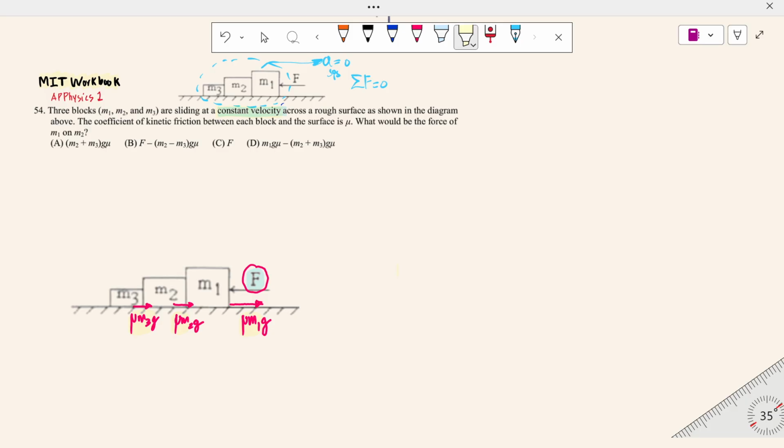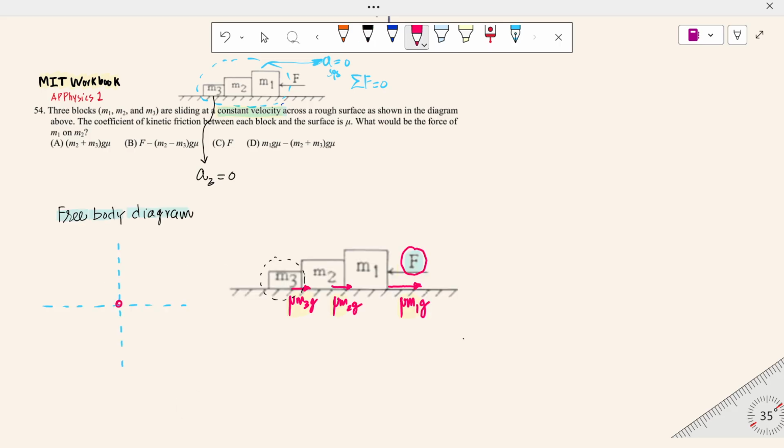And the second point is, when we say it's moving with a constant velocity, dear students, remember that not only the whole system is moving with a constant velocity, it means every component of the system is also moving with a constant velocity. It means that a3 is also 0. So the forces on block 3 are also balanced. Now here in this question, we have to find out the force applied by block 1 on block 2. To know this force, let's first go through the free body diagram of this block. So students, this is block m3.